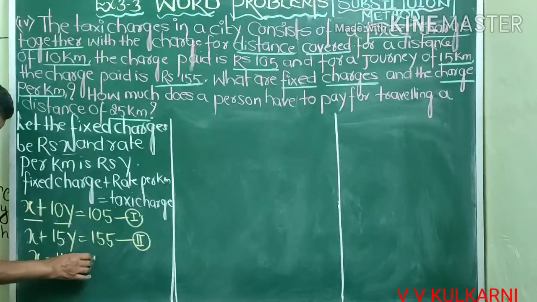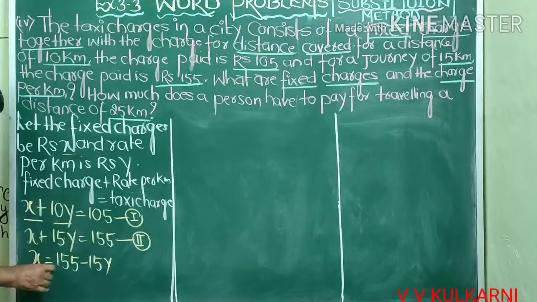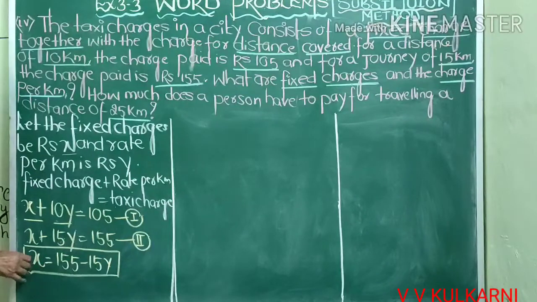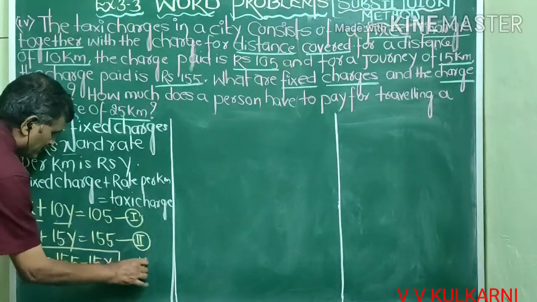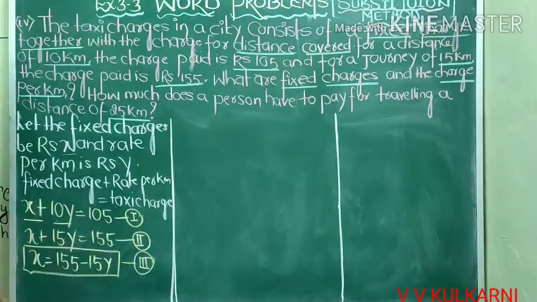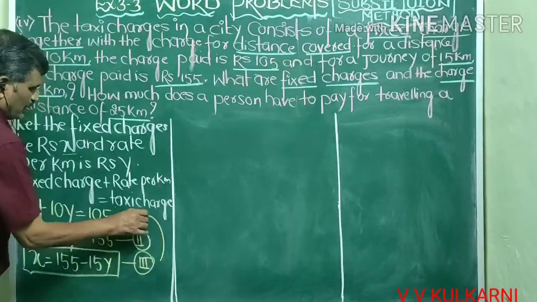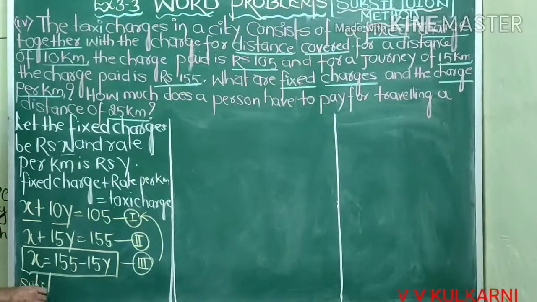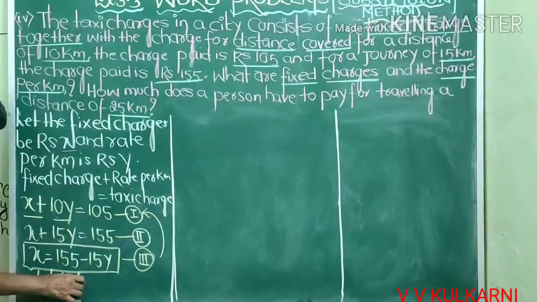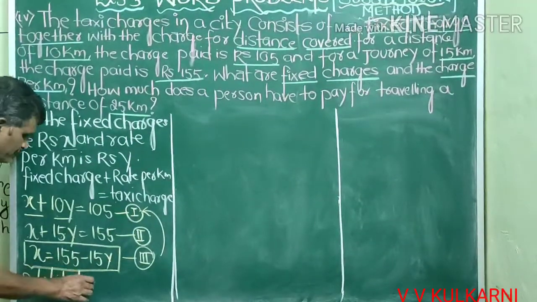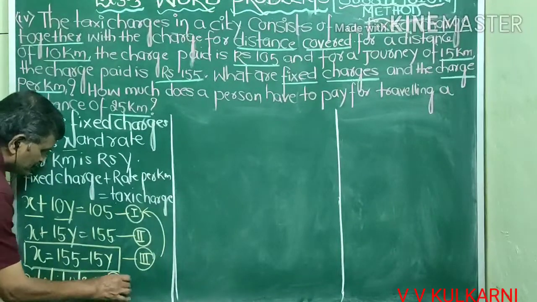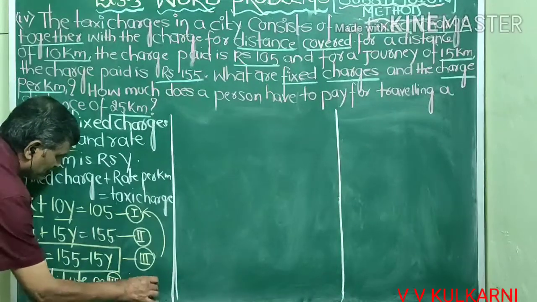From the second equation, x is equal to 155 minus 15y. This I will call equation number 3. Now this third equation I have to substitute in the first equation. What do I have to substitute? Equation 3. Where do I have to substitute? In equation 1.